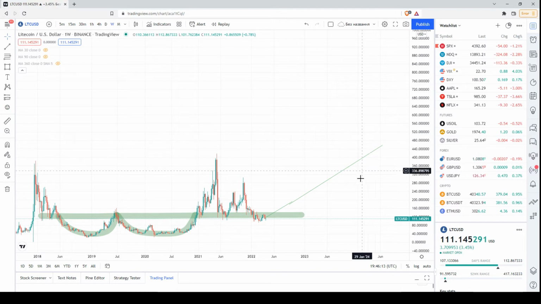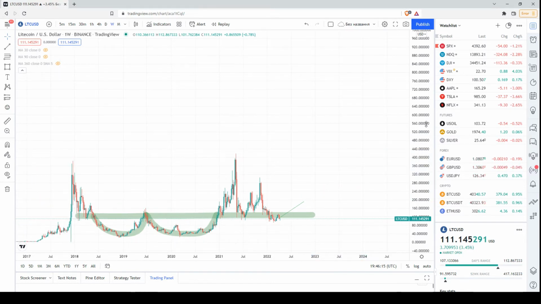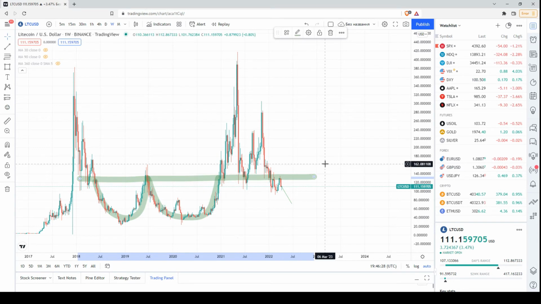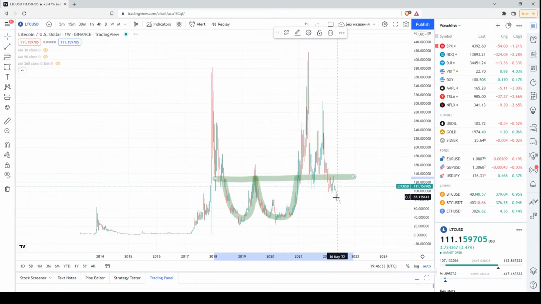But if the price drops below this critical line and gets back into the bearish territory, then it will invalidate this double bottom, and this will be really very bad for the price of Litecoin.